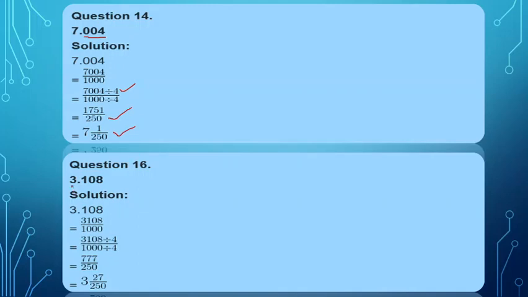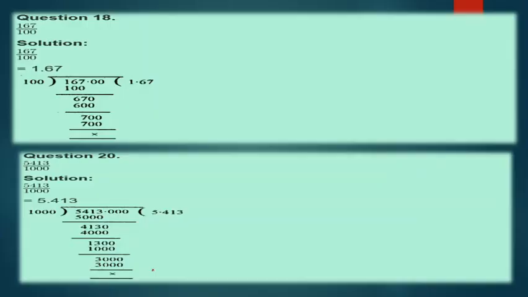Now question number 16. Here our question is 3.108. What do we have to see here? There are 3 decimal places. So we have to write 3108 upon 1000, and convert that into simplest form. For simplest form, we have to divide it by 4, and then we get the answer 777 upon 250.